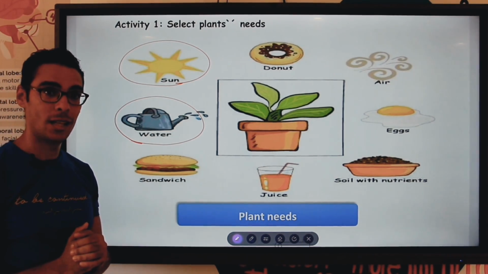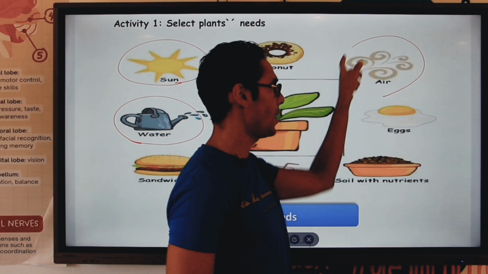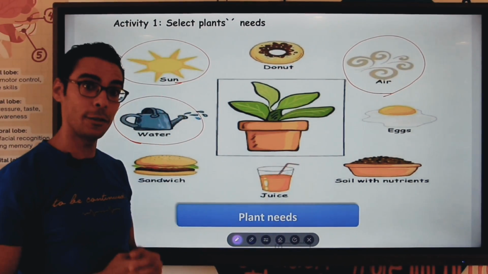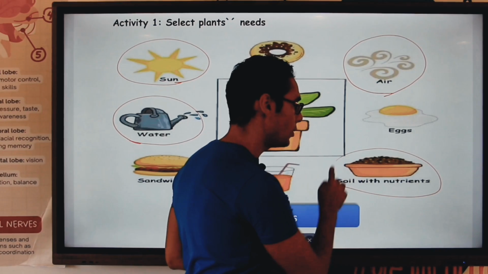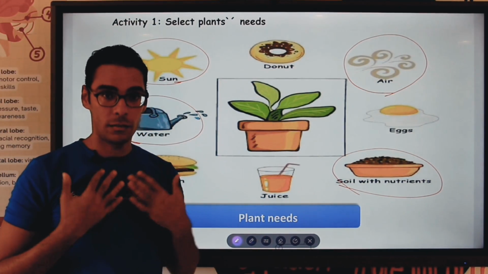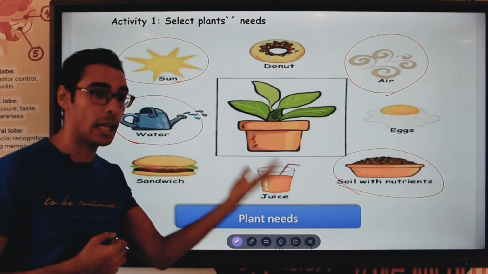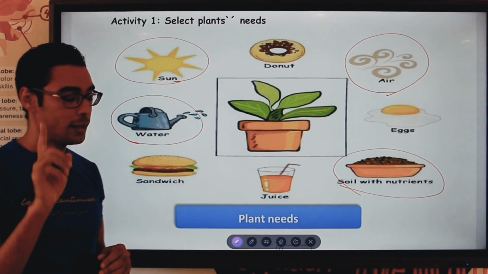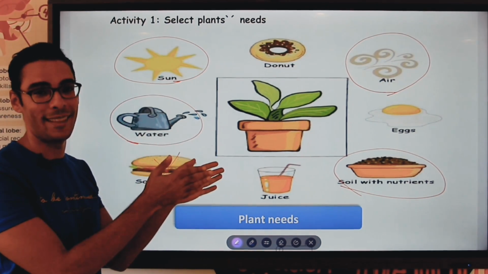What else? I guess you might be looking there for the air. This is the third plant need here. And definitely soil and nutrients. These are the main items that the plant needs for growing, for staying alive. And you might not be thinking about the burger sandwich. I know it's delicious, but not for the plant.